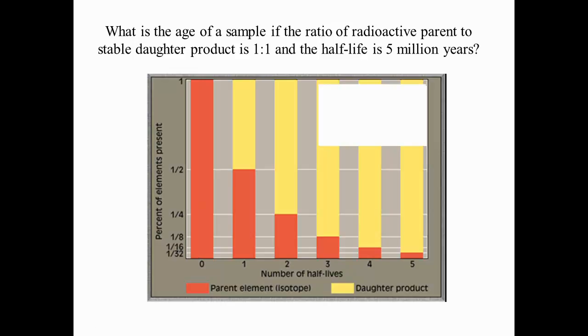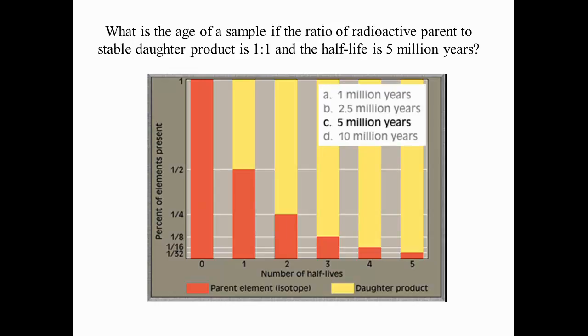Well, the ratio of parent to daughter gives us the number of half-lives that have passed. Notice that if the ratio of parent to daughter is 1:1, the only time you're going to have that ratio or proportion is after one half-life, where we have 50% parent and 50% daughter. So we know that one half-life must have passed if the ratio is 1:1. And since we know that the half-life is 5 million years, the sample must be 5 million years old.